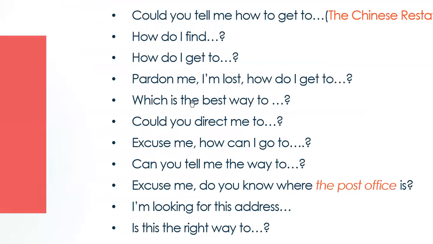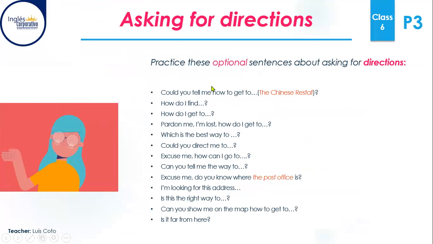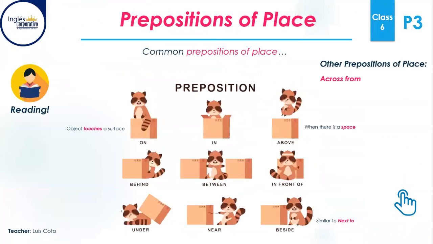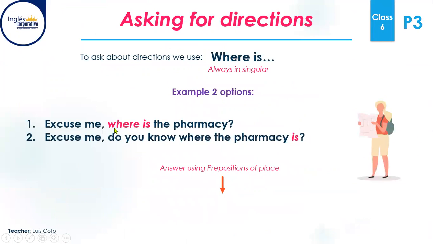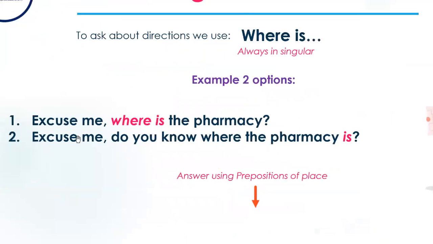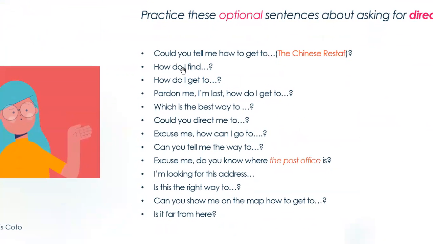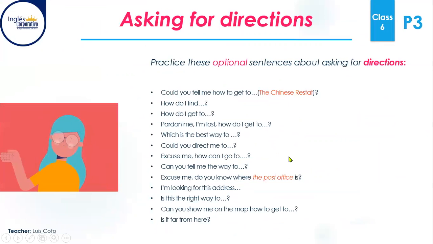See, many options about asking for directions. Besides, aparte de, the other two options. Okay, you can begin from here. Puede comenzar desde aquí. And then you practice the rest. You can pick any. Puede coger cualquiera. Pick any. Okay, let's see. Next.